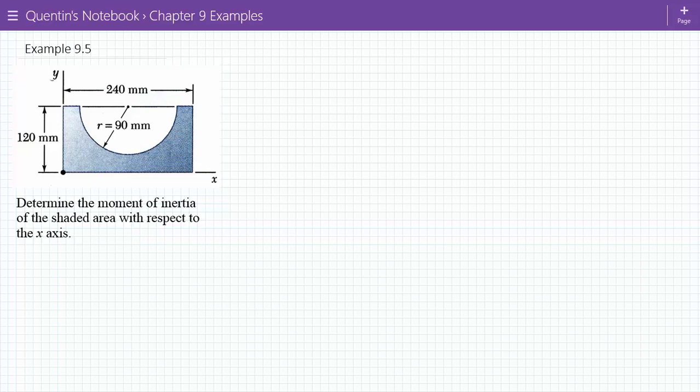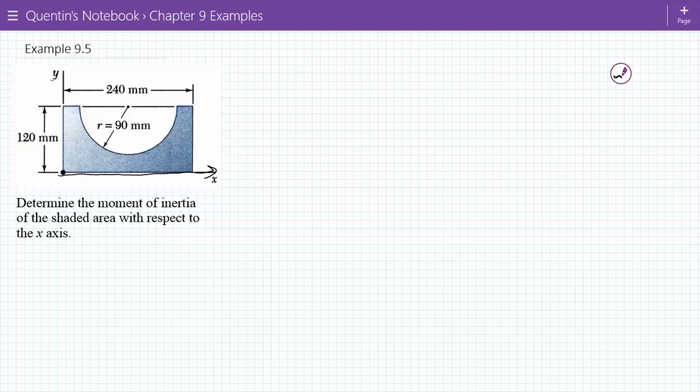Okay, this is example 9.5 from the book. It looks pretty straightforward until you start doing it and you realize there are a few little complications to it, but it's very doable. We're supposed to determine the moment of inertia of this shape with respect to the x-axis, with respect to this axis.